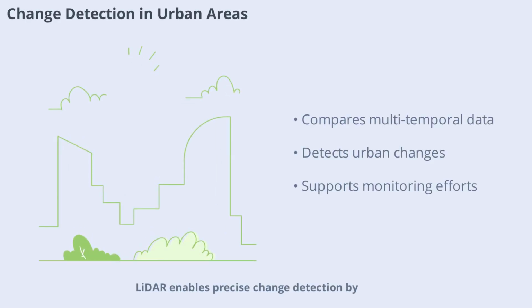LiDAR enables precise change detection by comparing datasets collected at different times. This is particularly useful for monitoring urban development, detecting unauthorized construction, and assessing the impact of natural disasters. Automated algorithms can quickly identify changes, saving time and resources.